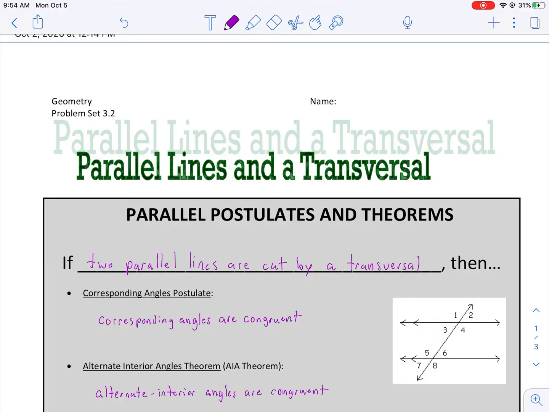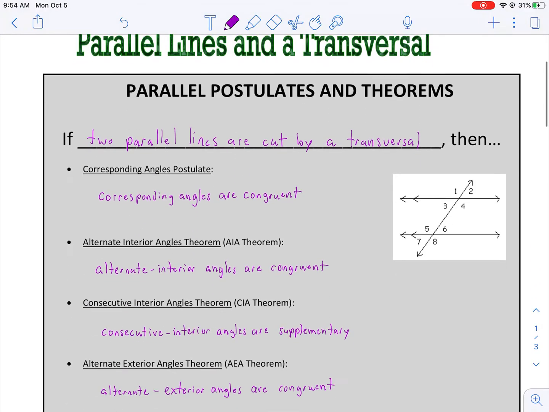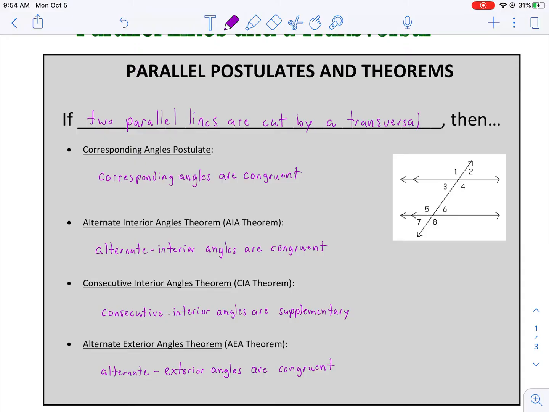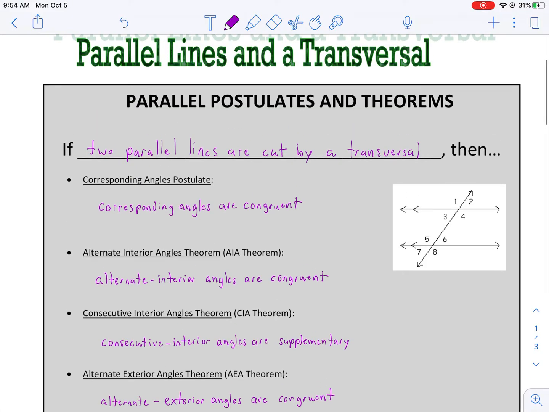Let's go over problem set 3.2 here with a video key. Okay, I've already filled out some of this stuff here. So it's parallel postulates and theorems. The big thing here is if two parallel lines are cut by a transversal. So they have to be parallel. Okay, that's kind of the key here.